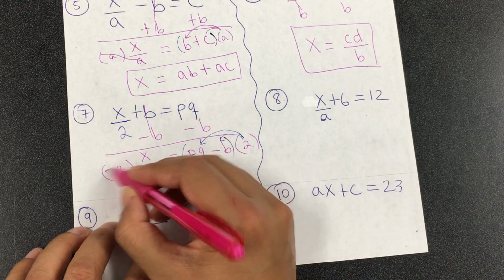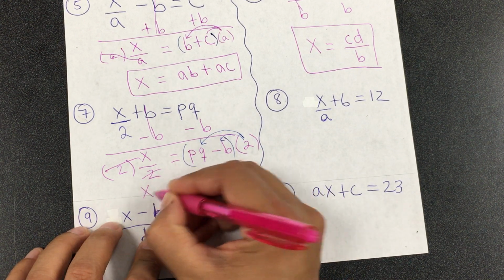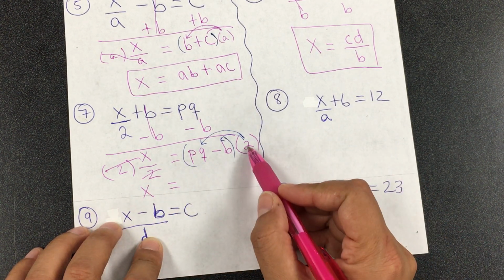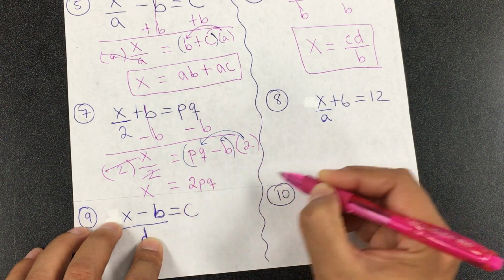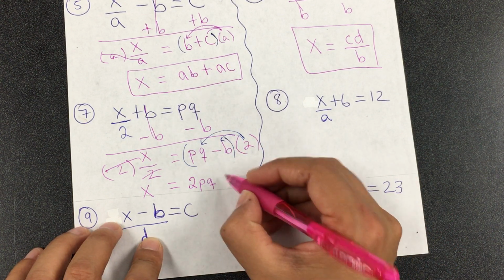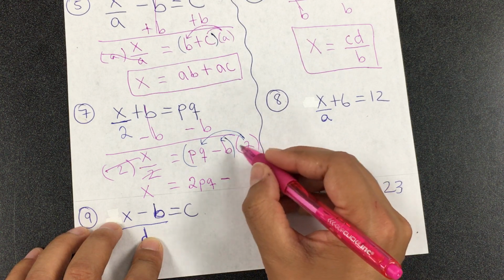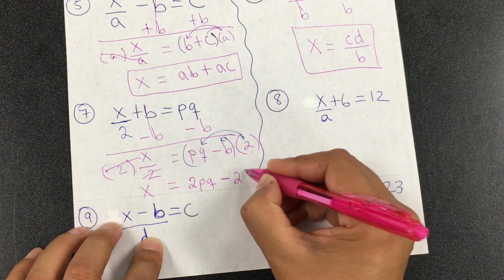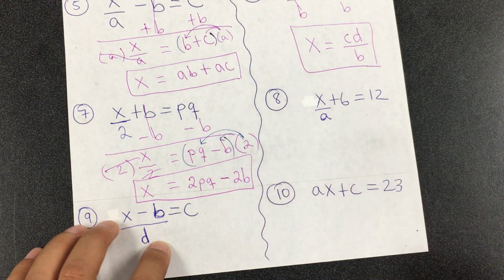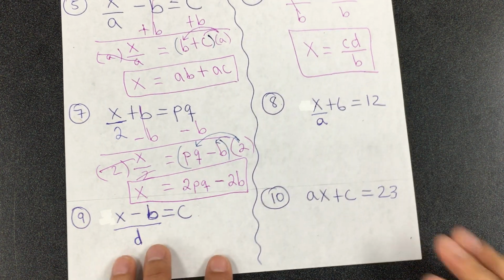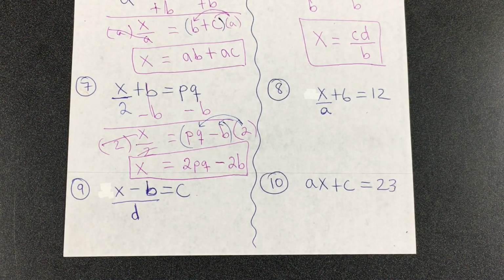And so we get, this cancels, we get x is equal to 2 times PQ, 2PQ. Negative times positive, negative. 2 times B, 2B. And that's it. Okay, nothing else to be done in there. We're almost done, 3 more.